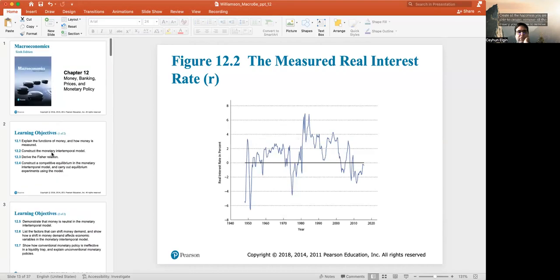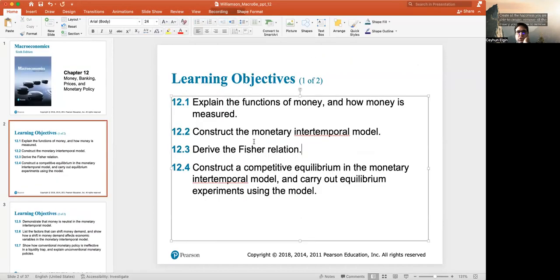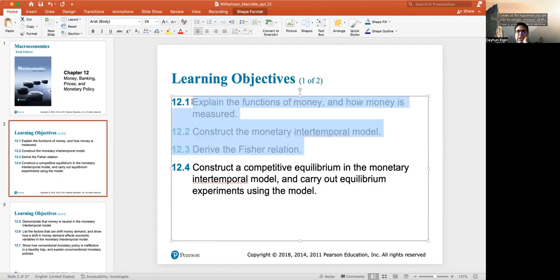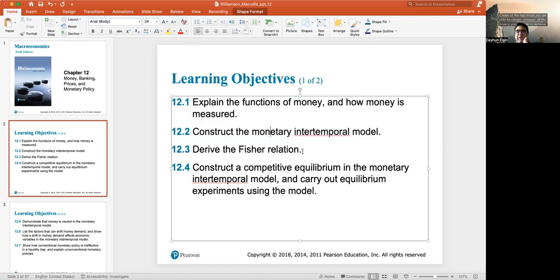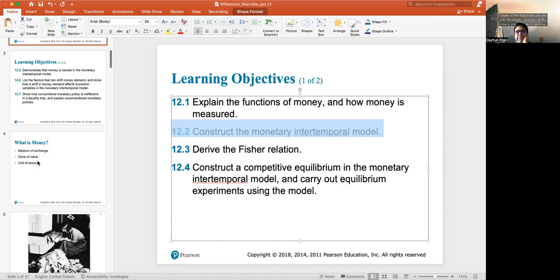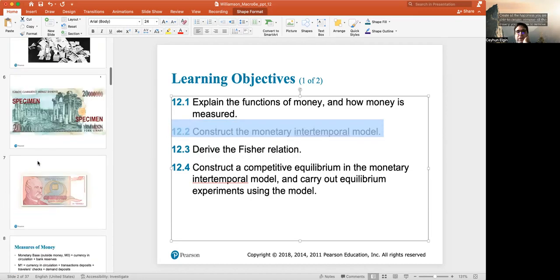Okay, now we are done with the first 3 learning objectives of this chapter. We explained the functions of money, and derived the Fisher relation. Not the first 3, the first 2, or the first and the third, I'm sorry, because we haven't constructed the monetary intertemporal model yet. We are going to be doing that now, okay?